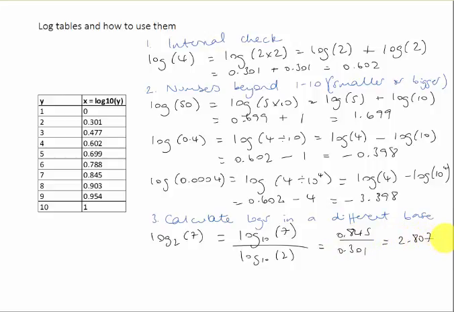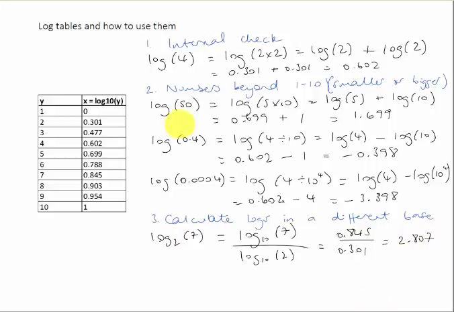2.807, which makes sense because that's in between 2 squared, which is 4, and 2 cubed, which is 8, and 7 is in between 4 and 8. And so I like that answer, it makes sense to me.